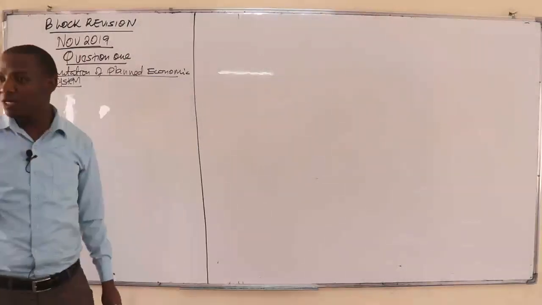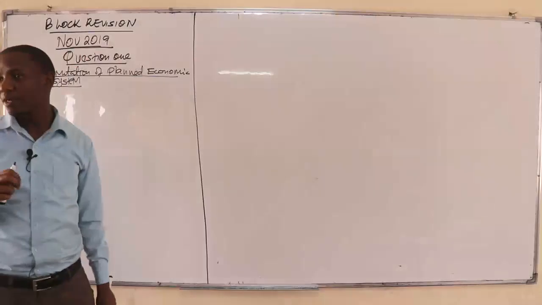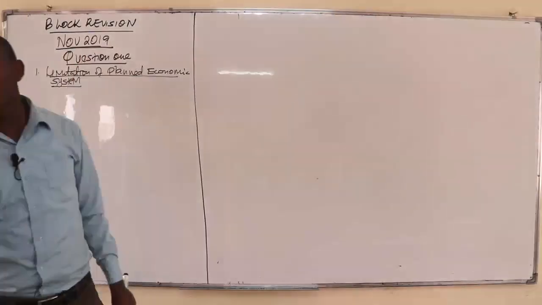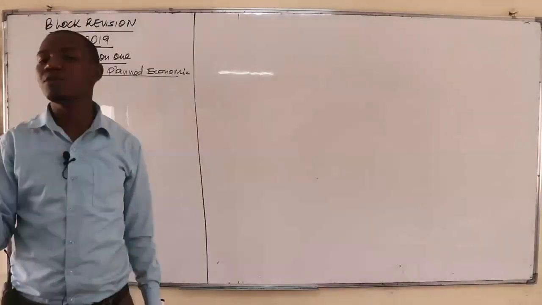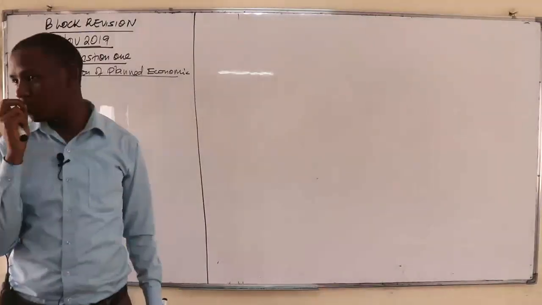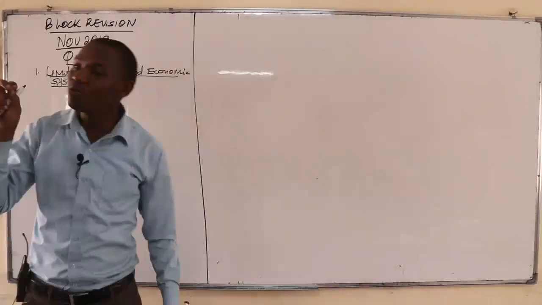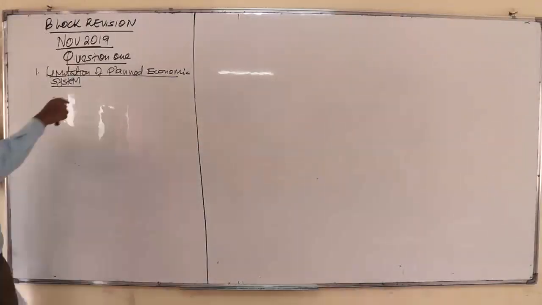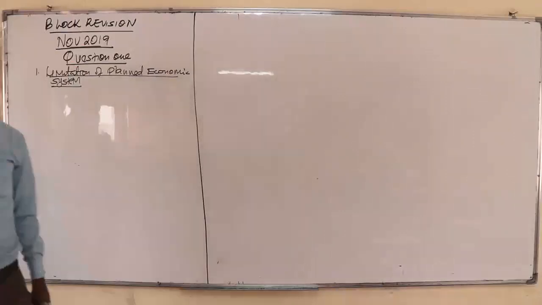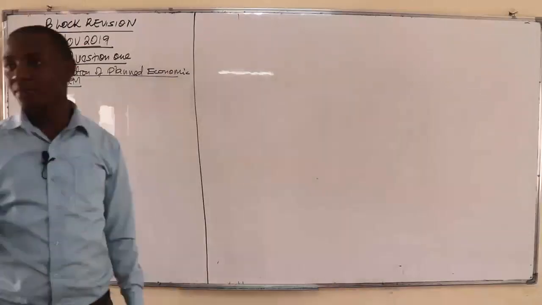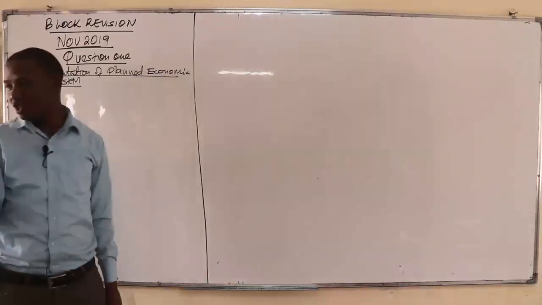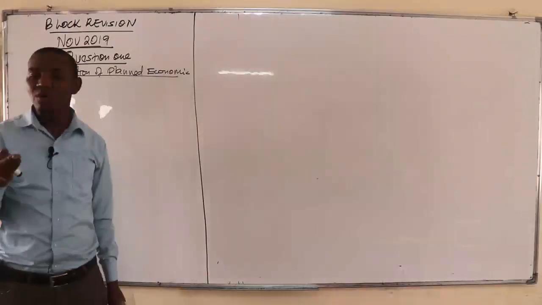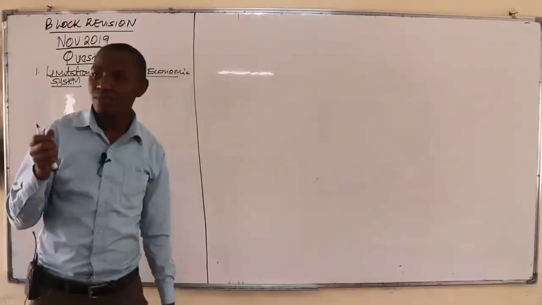Now, the basic economic questions: we have what to produce, how to produce, and for whom to produce. In order to find the answers to those questions, we use what we call the economic systems. We normally categorize them into 3. We have the free market economy, the planned economy, and the mixed economy.